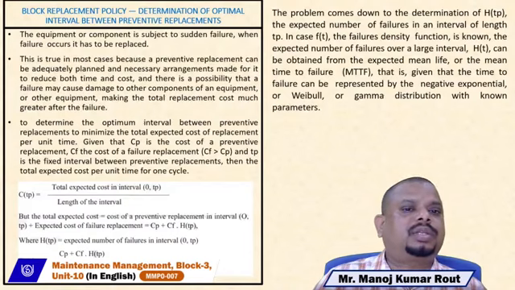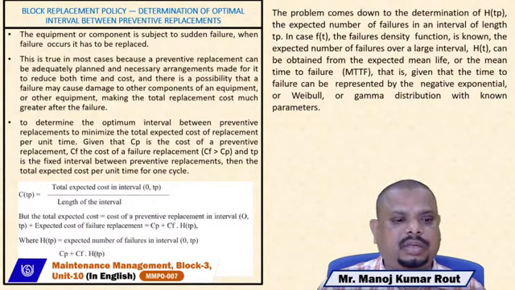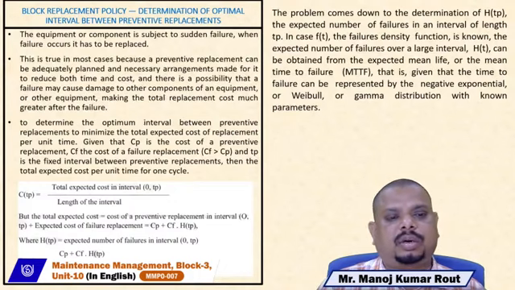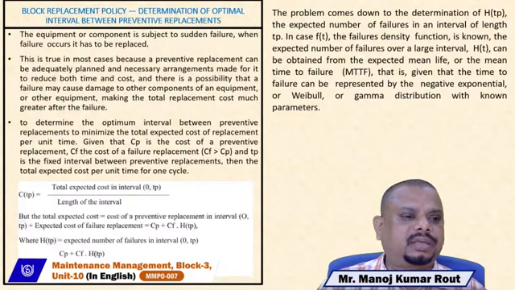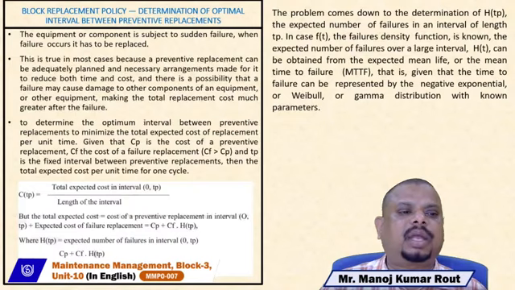Moving to the next one: block replacement policies, which apply to the determination of the optimal interval between preventive replacements. How should this preventive replacement be done? The first important point is that the equipment or component is subject to sudden failures, and when a failure occurs, it is to be replaced. This is true in most cases because preventive replacement can be adequately planned and necessary arrangements made for it, to reduce the time and cost, especially operating time and maintenance cost.